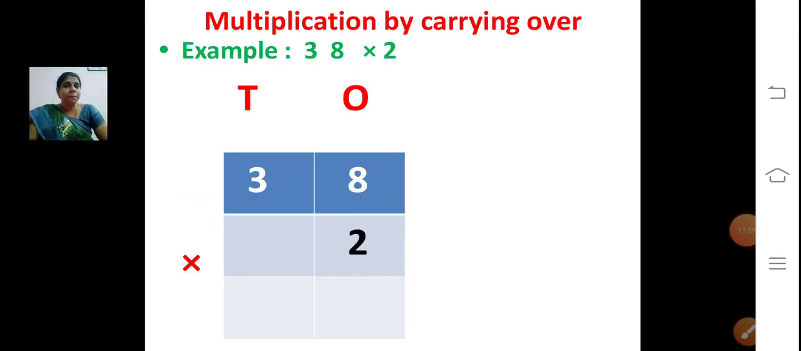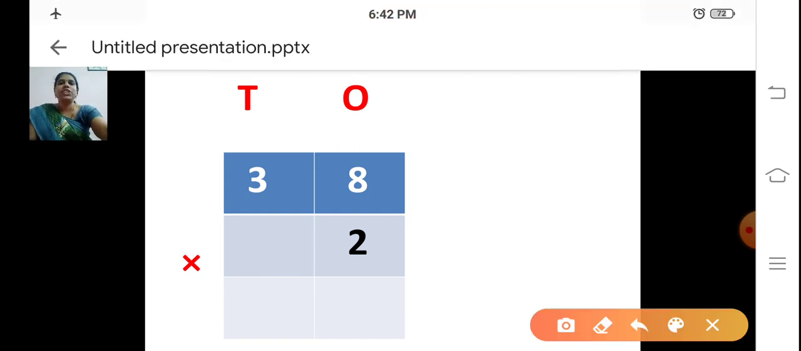Next, multiplication by carrying over. Till now we didn't carry over anything, right? We'll see how to multiply a number by carrying over. I'll give you an example. Next class we'll see the sums now. So first sum, we are going to multiply 38 into 2.